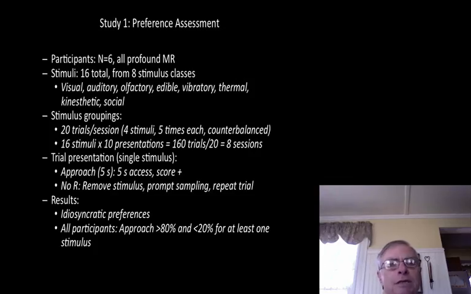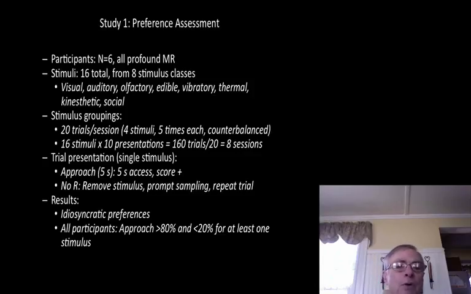So there's several studies here. Study 1 was a preference assessment. There were 6 subjects. All were profoundly mentally retarded. The stimuli, there were 16 total stimuli in 8 different stimulus classes, which were visual, auditory, olfactory. In other words, all the different sensory modalities. I thought thermal was kind of cool because you could have things that are cold, things that are warm.